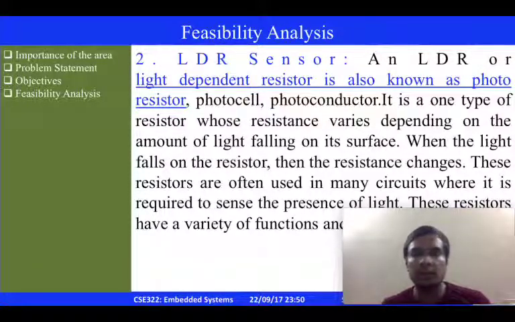or light dependent sensor is also known as photoresistor, photocell, photoconductor. It is one type of resistor where resistance varies depending on the amount of light falling on the surface of the LDR sensor, and when the light falling on it changes, then the resistance also changes. These resistors are often used in many circuits where it is required to sense the presence of light. These resistors have a variety of functions. Now my friend will continue.